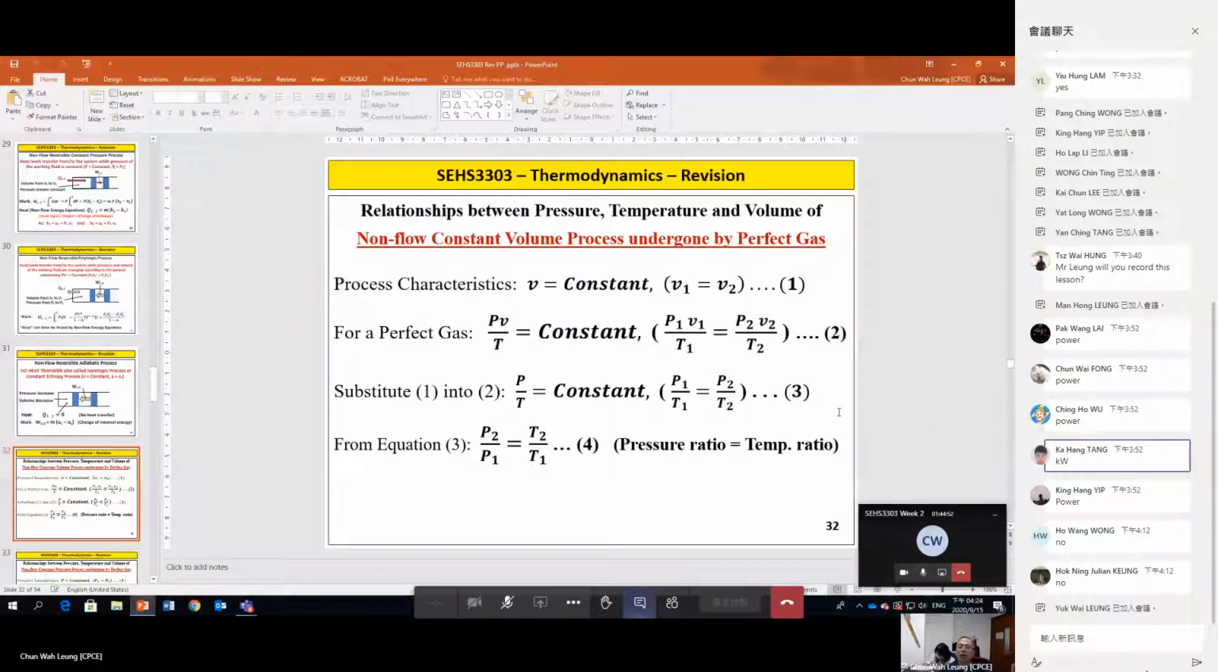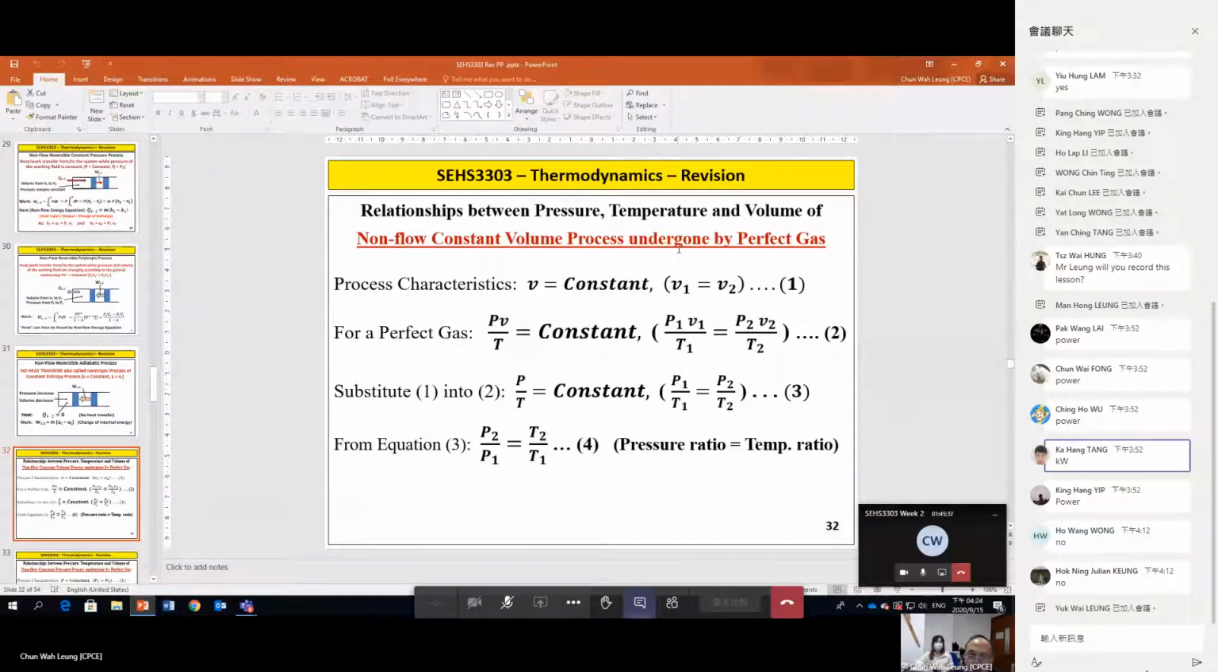Now, if it is a non-flow, constant volume process and the working fluid is a gas, then we cannot look at the table, we cannot apply them. Remember, for this kind of process, non-flow, constant volume, with a gas as the working fluid, we always have two equations to help us.